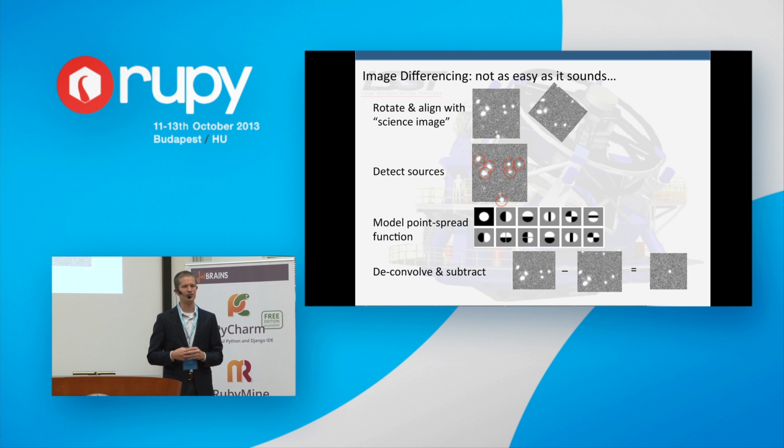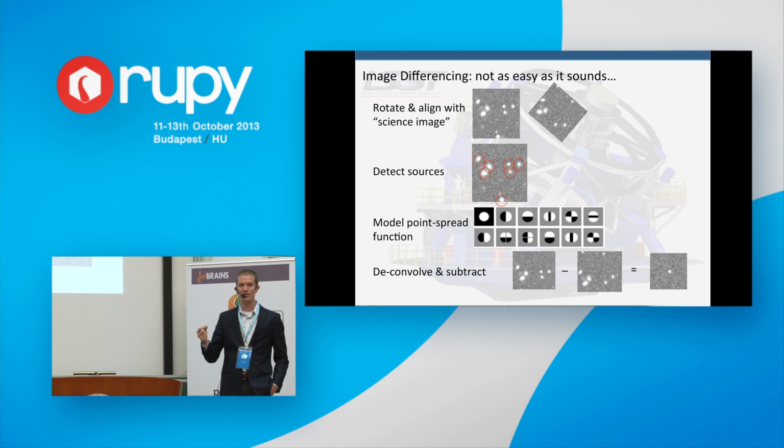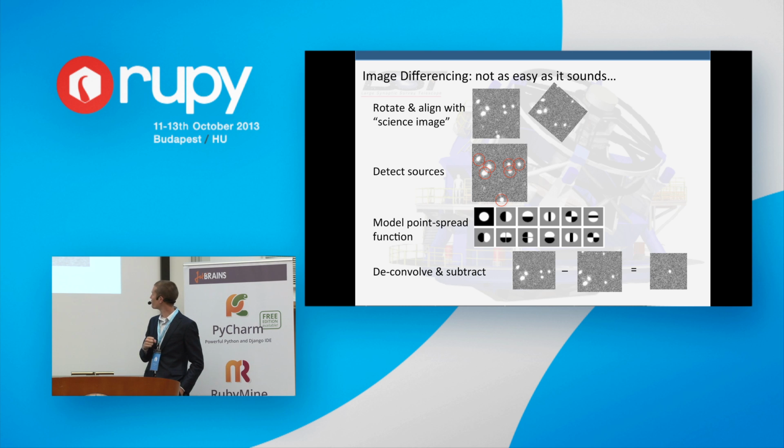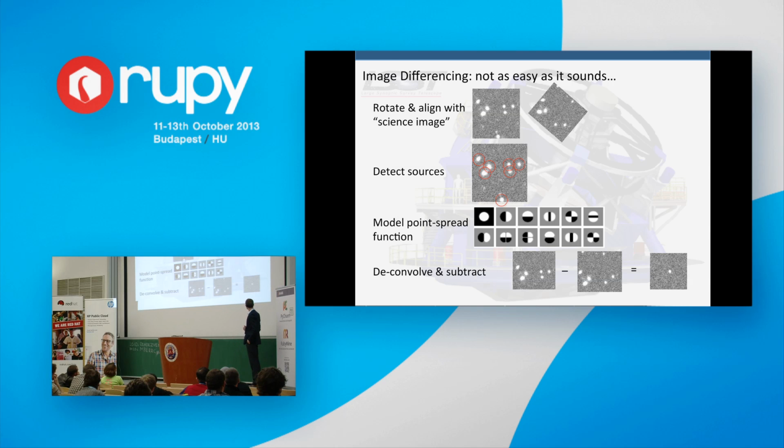When I say point spread function, I'm referring to what we saw in that simulation earlier, where a point in space turns out to be kind of smeared out on the detector. The degree of that smearing changes from night to night and from hour to hour. So we have to model that very carefully to do this difference imaging. And when we deconvolve it and subtract, we end up finding these little differences. So it's a really interesting problem.